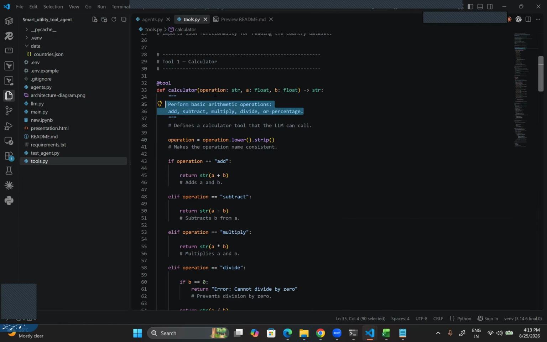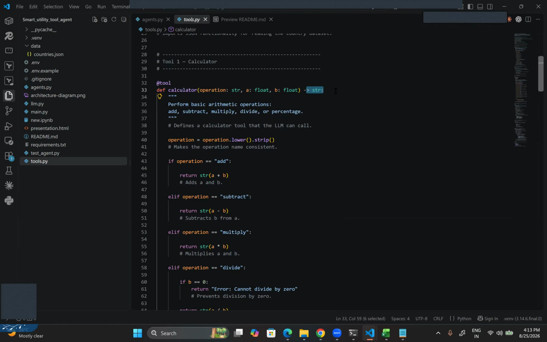Then we have these type hints. That is, operation is a string, A is float and B is float. These type hints define the exact arguments the model must supply. Because this is a calculator tool, the inputs are numbers, so this has to be float and this has to be float. And whatever comes out has to be a string.